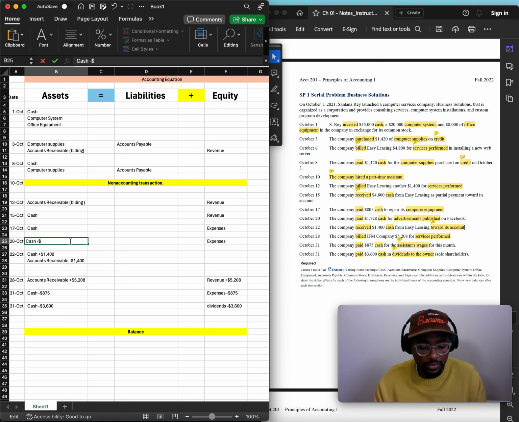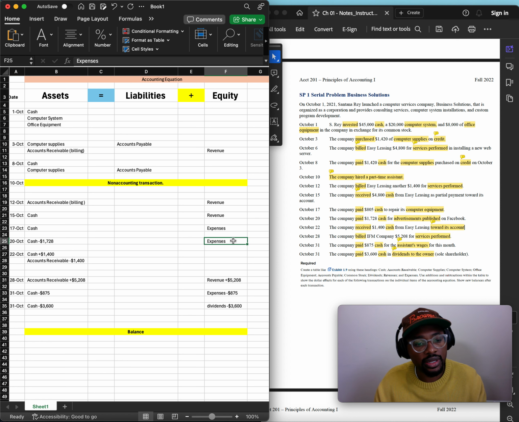So money is coming out of our bank account. A negative 1,728. Okay. And whatever you do on one side, you do on the other. Our expenses is also going to be a negative 1,728 as well. Okay. And we are done.